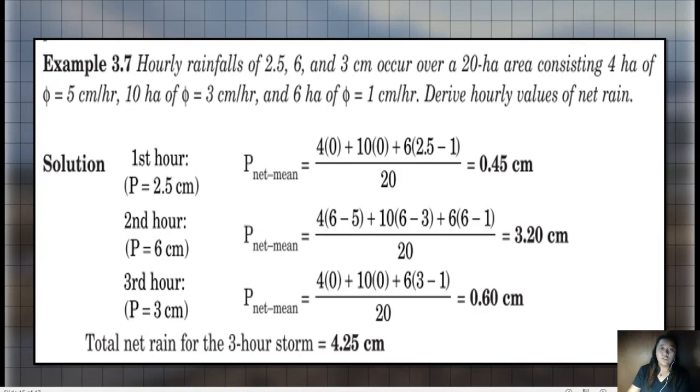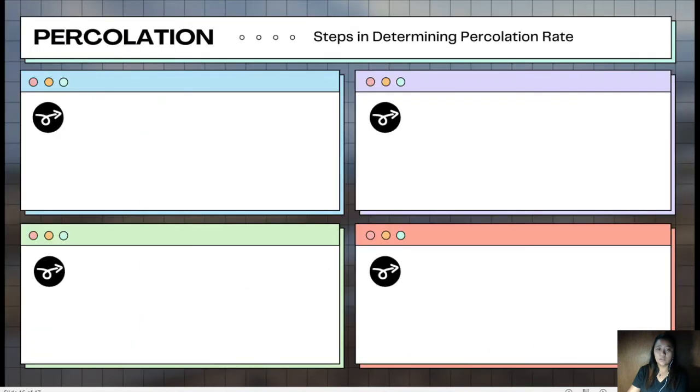So this is the example for the suprarain technique. Hourly rainfalls of 2.5, 6, and 3 cm occur over a 20 hectare area consisting of 4 hectares with phi index equal to 5 cm per hour, 10 hectares with phi index equal to 2 centimeter per hour, and 6 hectares with phi index equal to 1 centimeter per hour. Derive hourly values of net rain. So by following the formula, we get the total net rain of the 3-hour storm, which is 4.25 centimeter.